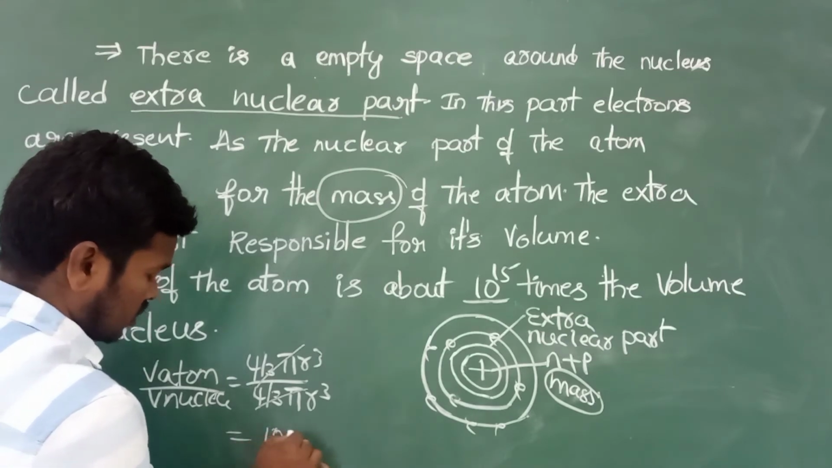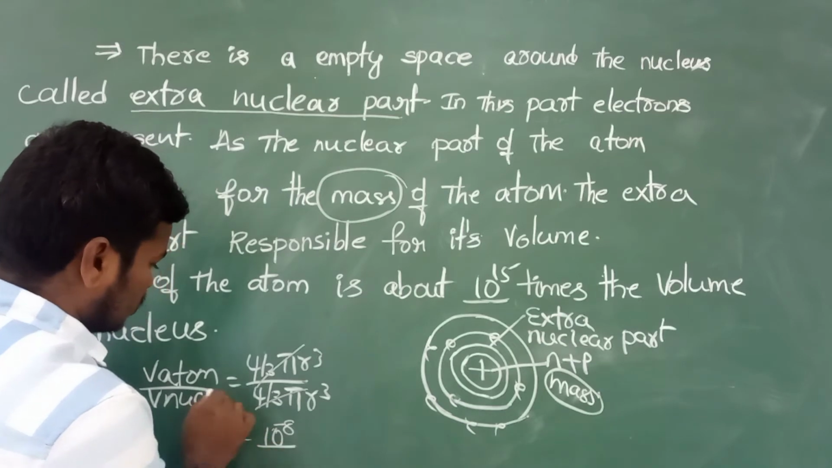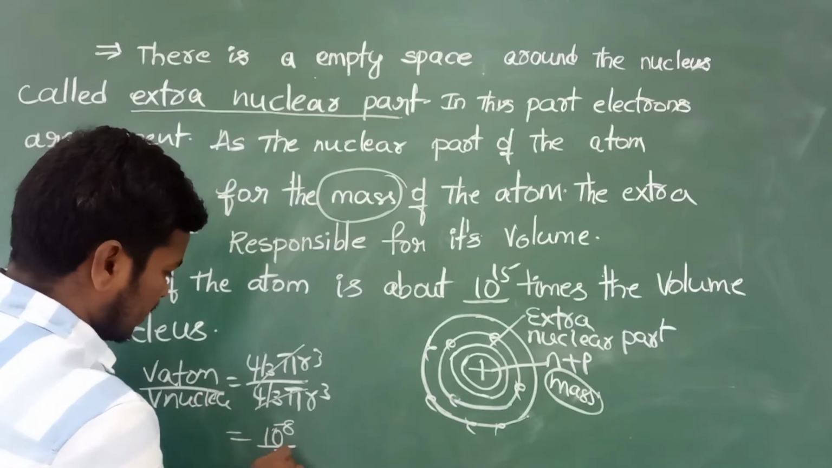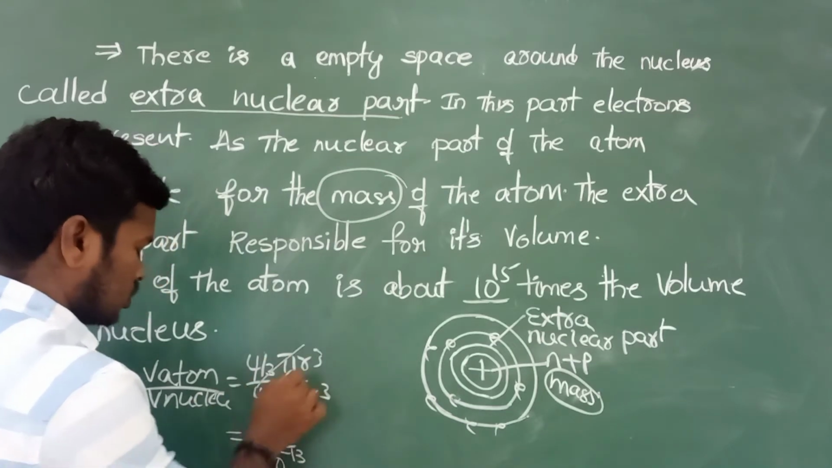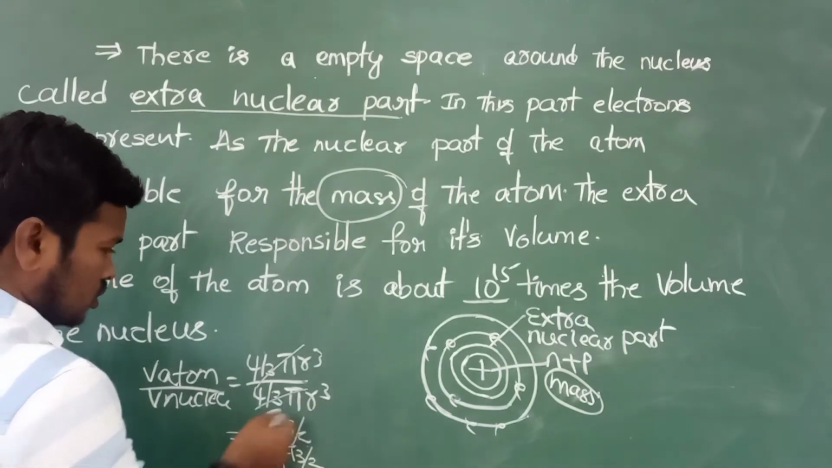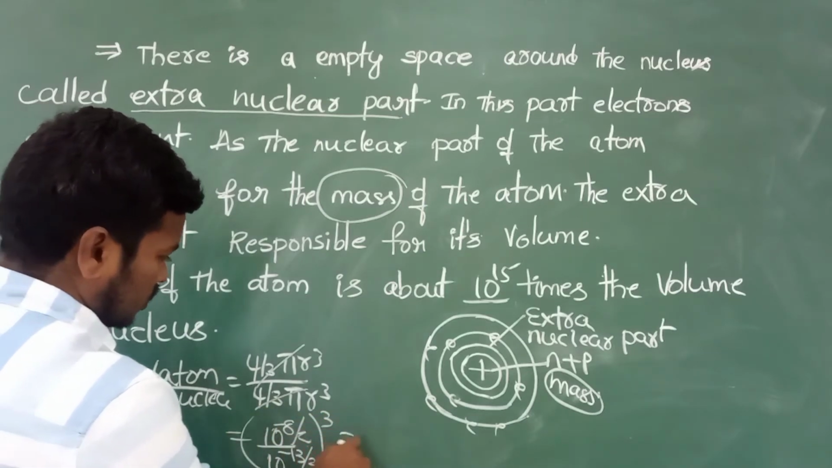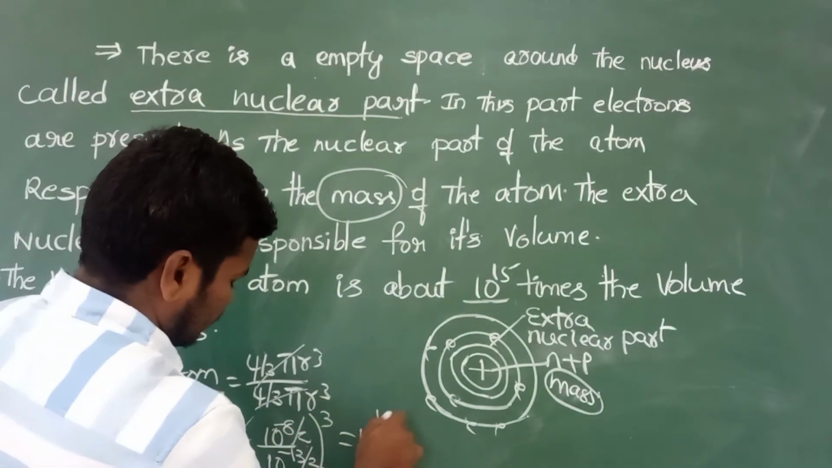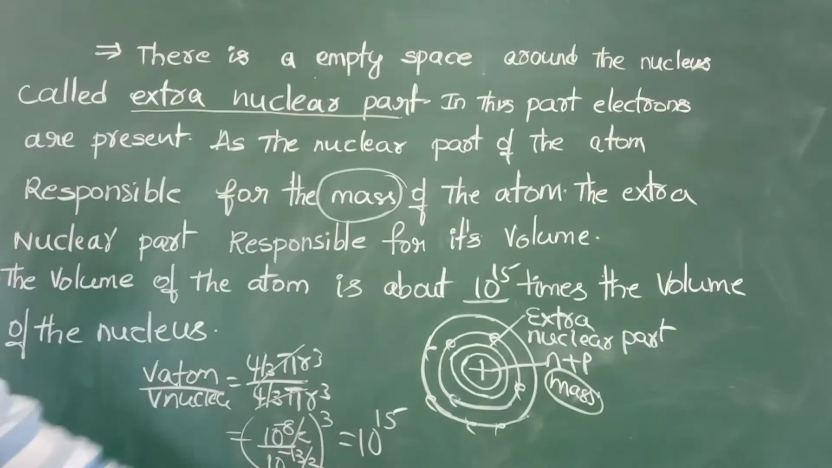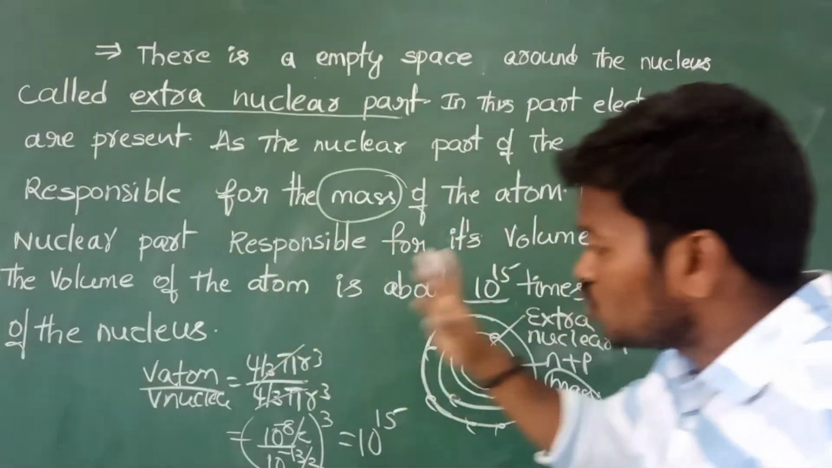The radius of the atom is 10 to the power of minus 8 upon the radius of the nucleus, 10 to the power of minus 13. I am taking it to the whole cube. So you will get 10 to the power of 15. That means the volume of the atom is 10 to the power of 15 times the volume of the nucleus.